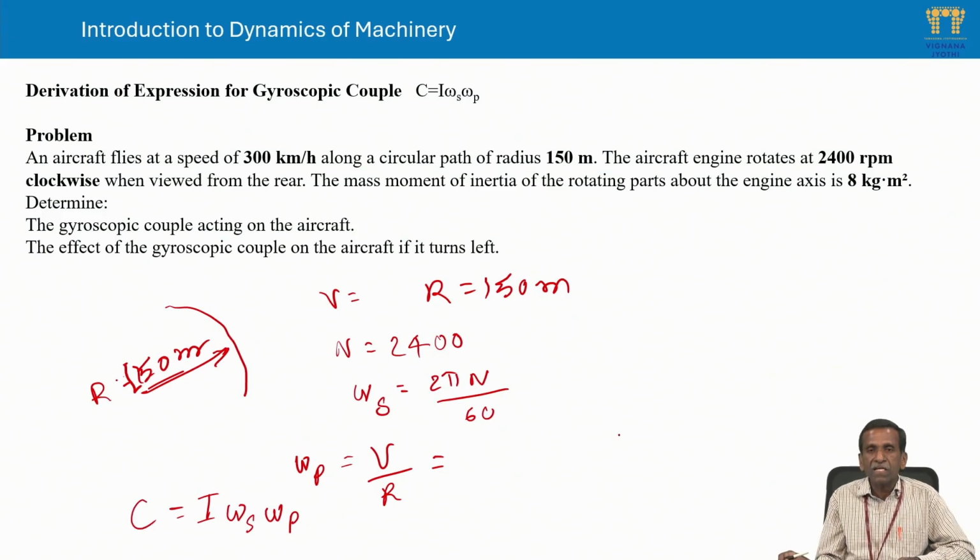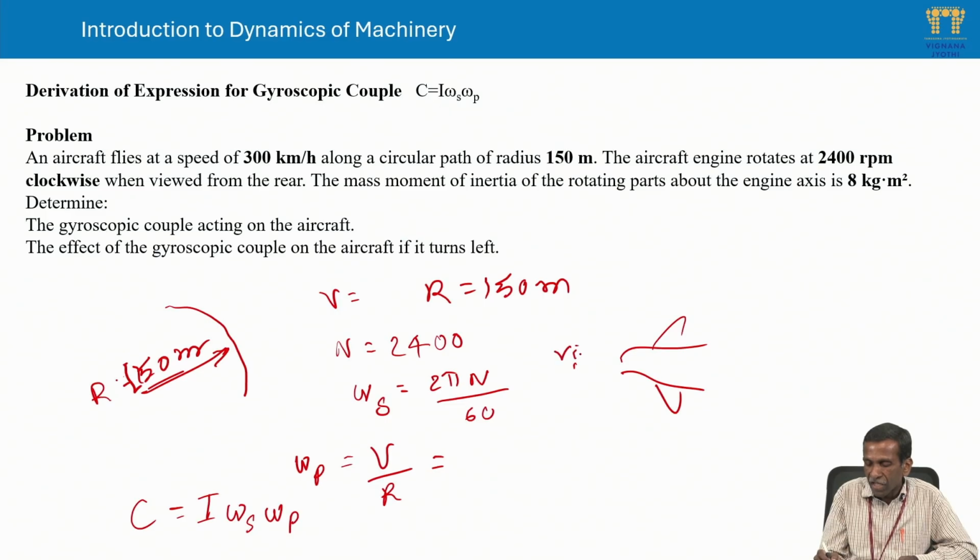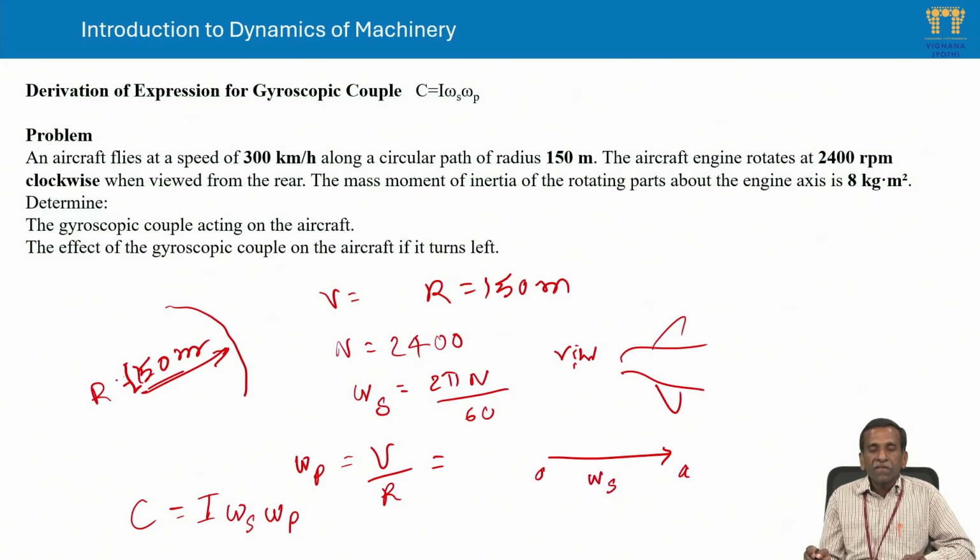So vectorially we can understand how the aircraft is going to rotate because of this gyroscopic effect. The spinning axis is 2400 RPM clockwise when viewed from the rear. From the rear end of the aircraft, if you observe, the spinning is clockwise. Clockwise from the rear means the angular velocity vector is moving away from the viewer. Let us say OA represents the angular velocity vector. Then it is taking a curved path, 150 RPM.